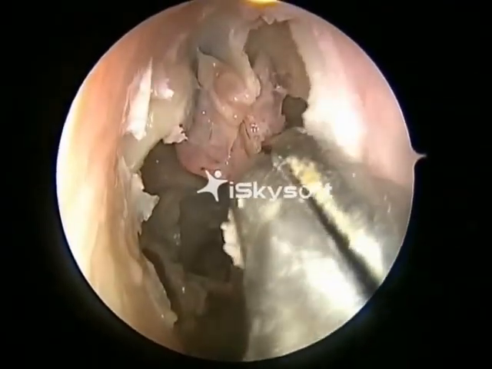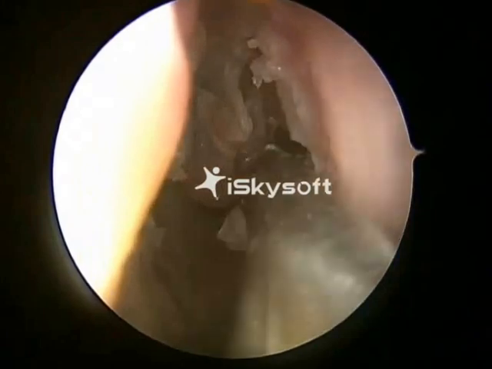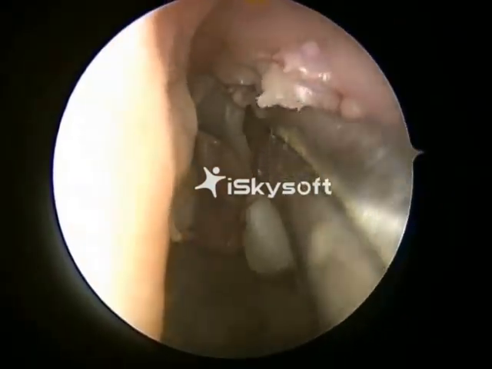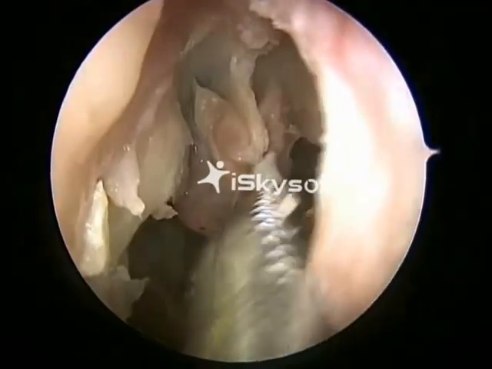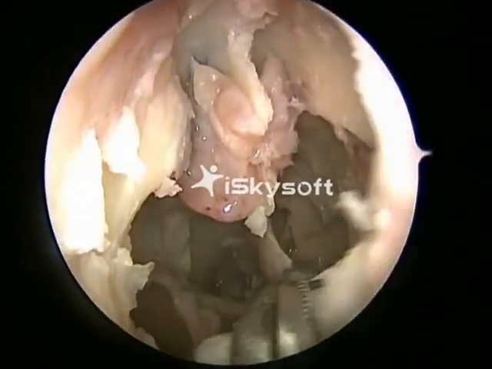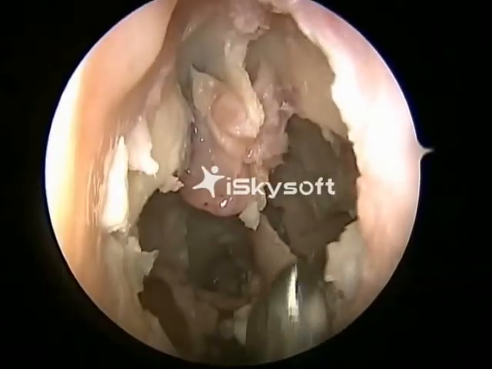The posterior end of this window would be the anterior end of the middle turbinate. Now we are using a backbiting forceps to widen the septal window anteriorly.